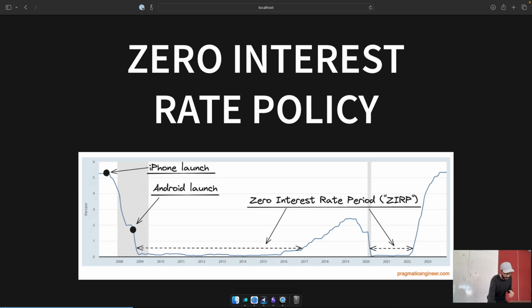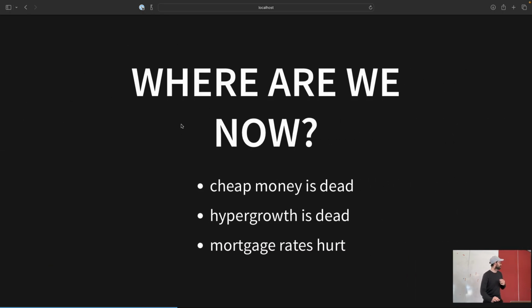And if we just jump forward, I also want to talk about where we are now, and that's not that at all. Cheap money is dead, hypergrowth is dead, and mortgage rates hurt for anyone that is owning a home, or even renting is not having fun at the moment. Basically, free money from low interest rates is not a thing at the moment because inflation has been a thing, and so cash rates have gone up, which means the cost of lending money has gone up, which means people like venture capitalists don't have as much money to give out, and that has changed a lot for the industry as well.